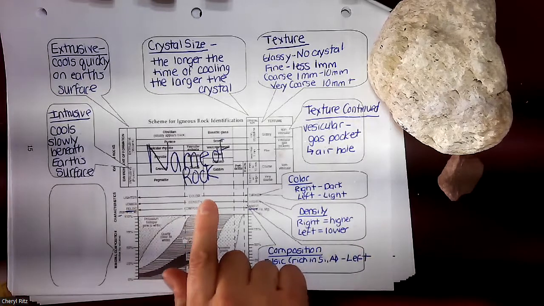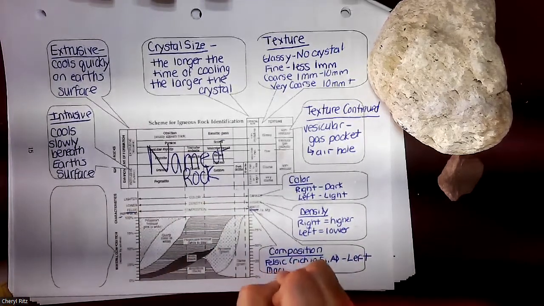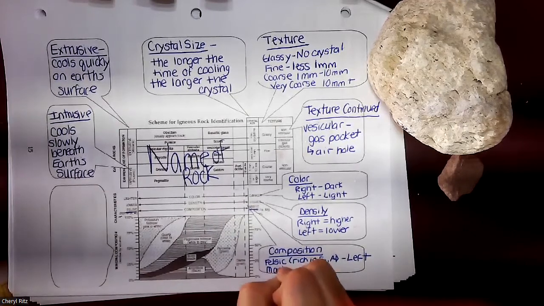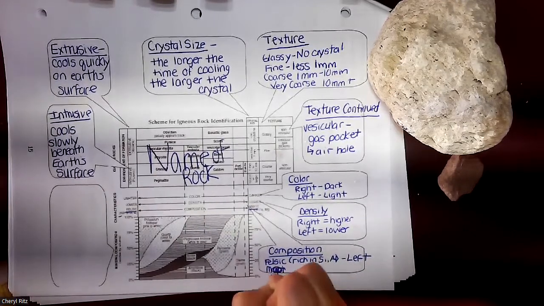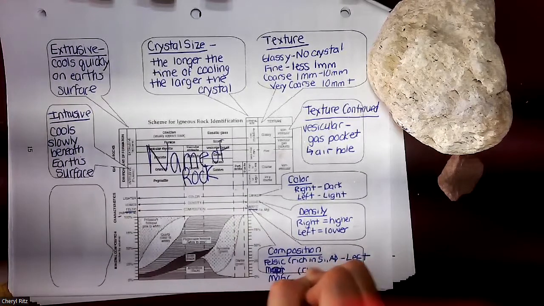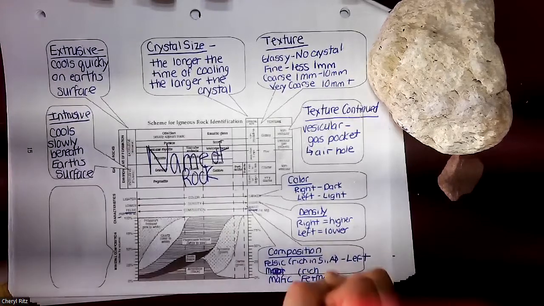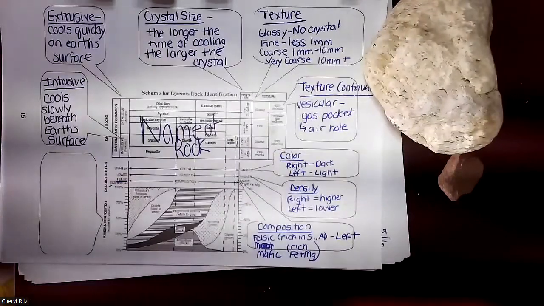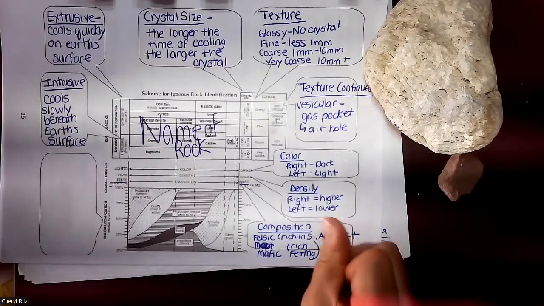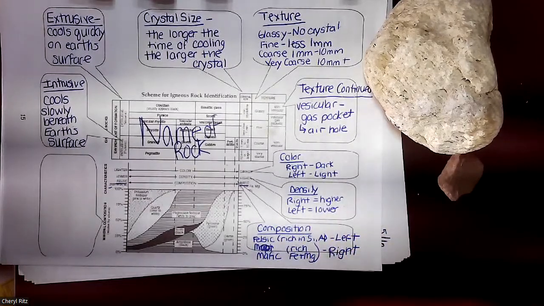If they're on the right side, they're mafic. Again, what does it mean to be mafic? Check the reference table. So same deal, now we're rich in Fe and Mg. Again, those are on the back page of your reference table, and they're just off to the right. So rich in iron and magnesium on the right.